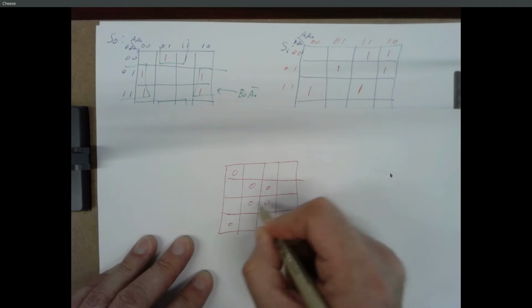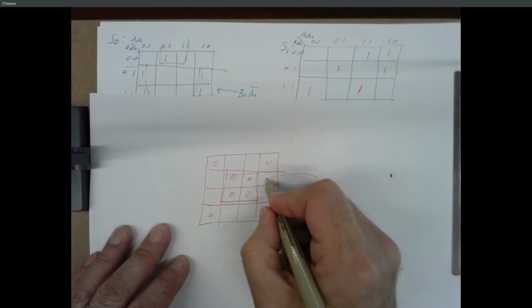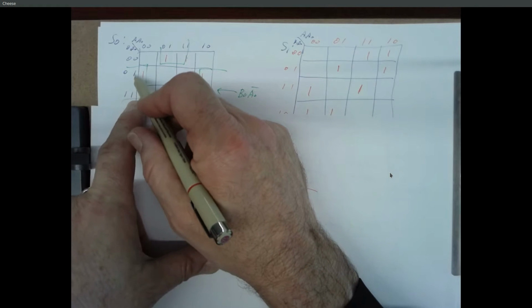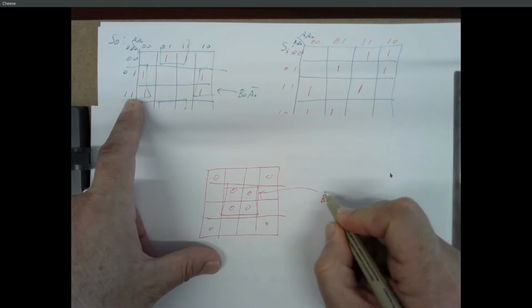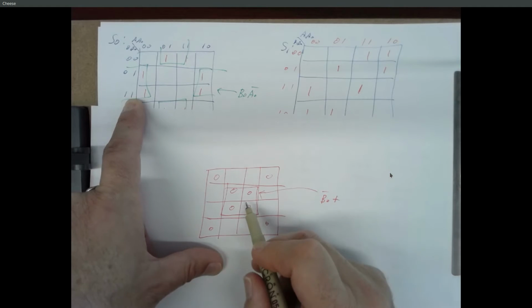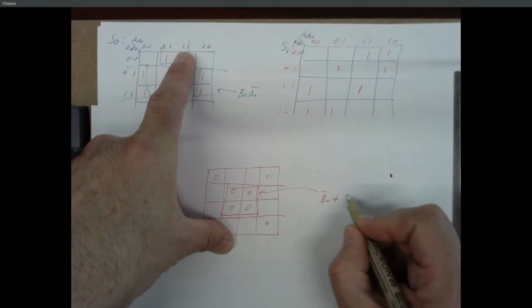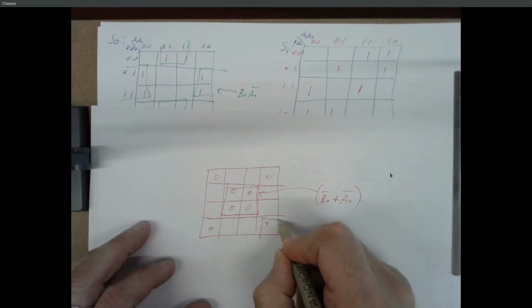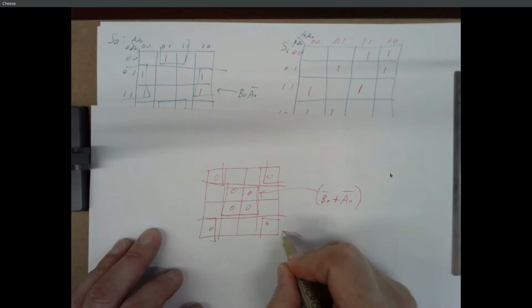So product of sums, you have this square in the middle, and so I'm just going to look up here. B1 can be anything. B0 has to be a 1. So I'm going to write B0 bar ORed with, and then A1 can change. A0 has to be a 1. So that's going to be A0 bar.